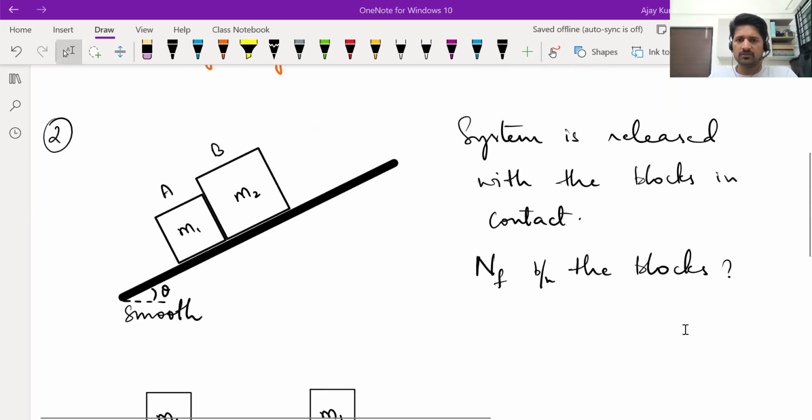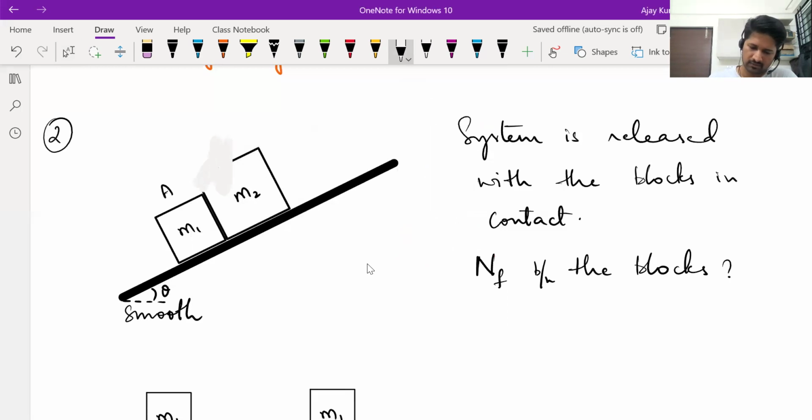Now let us go back to this question. These two blocks were placed on a smooth incline. The angle of inclination was theta. My question was how much normal force acts between the blocks. We will first check if normal force needs to act between them. We know when we put two blocks on a smooth surface like this and release, both of them are going to slide down. So one of you tell me, had B not been there, forget B existed, suppose only A was there. What would have happened to it?